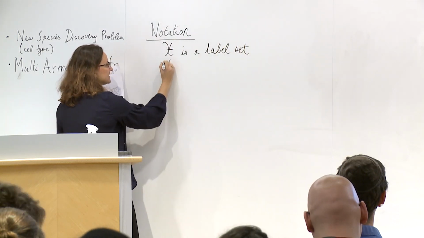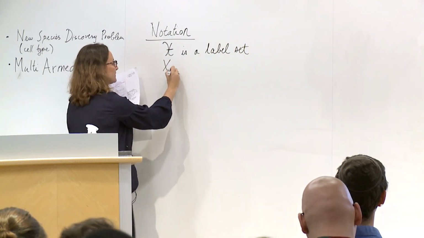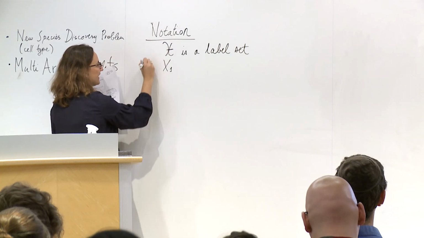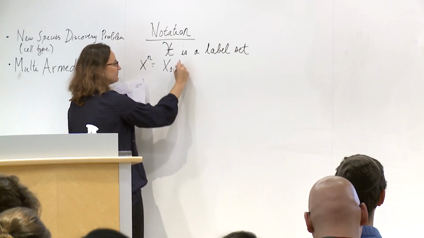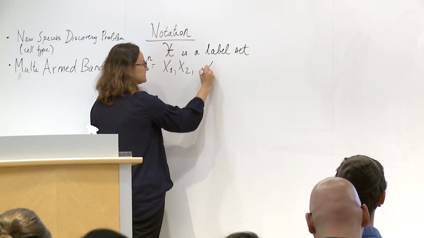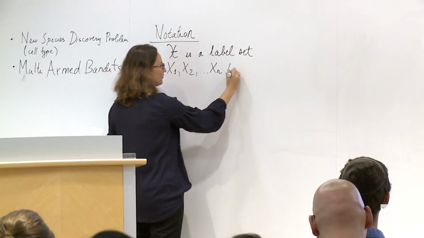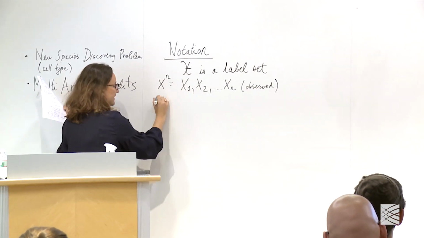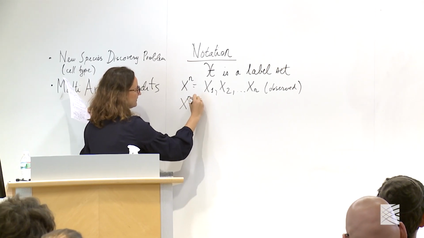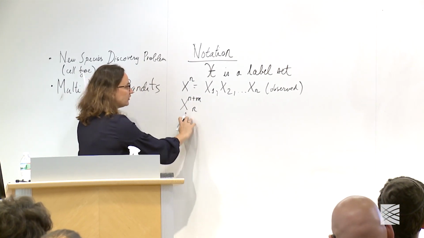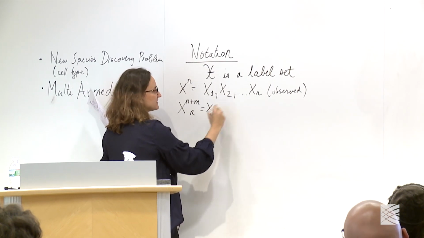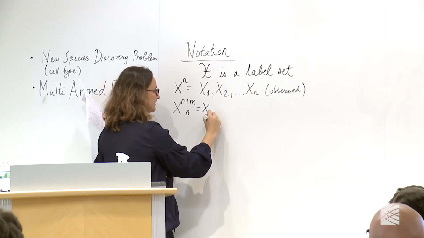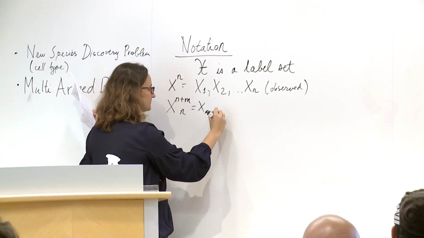I'm going to refer to cell profiles as X. So if I say X to the n, I will refer to a sequence of n labels. These are observed. And I'm going to use X n plus 1 to n to denote the set of cells upon observing the first n cells. So this is going to be n plus 1.